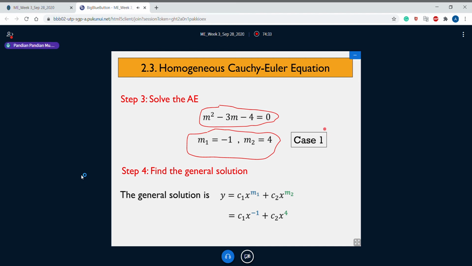This is case 1. So the general solution is already stated: y equals c1 x^m1 plus c2 x^m2. Therefore, your y here equals c1 x^m1, m1 is minus 1, plus c2 x^m2, m2 is 4. So this will become your final solution: y equals c1 x^(-1) plus c2 x^4. So this is your final solution.